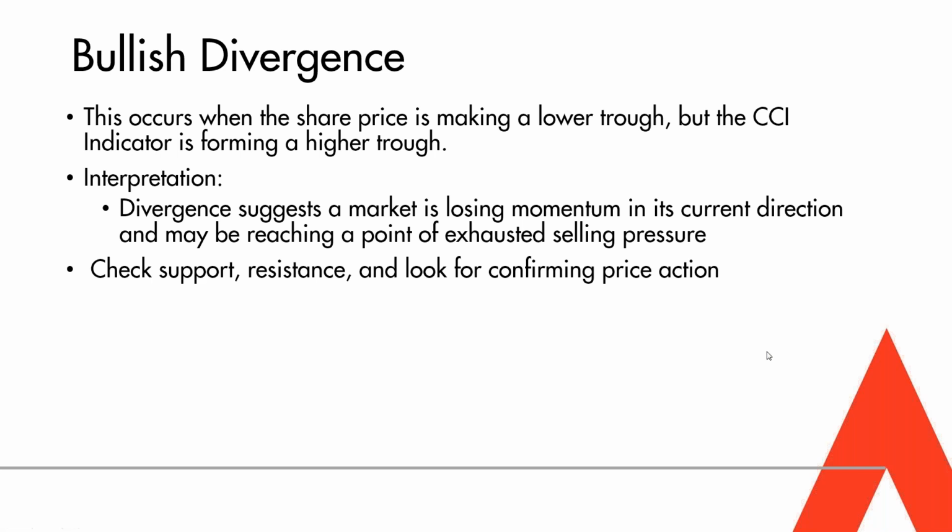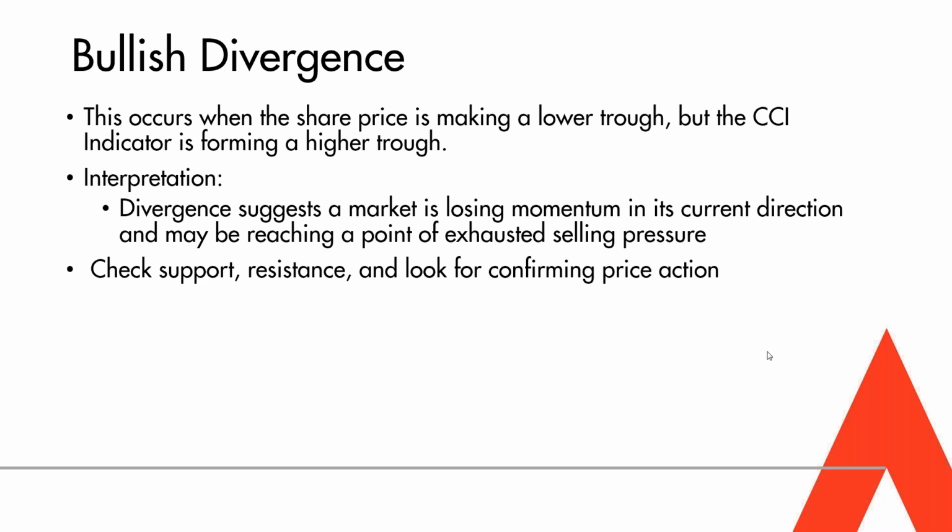Bullish divergence, and divergence generally is an interesting aspect to this indicator, and it's particularly powerful with this indicator. So let's start with bullish divergence. This occurs when the share price is making a lower trough, but the CCI indicator is forming a higher trough.